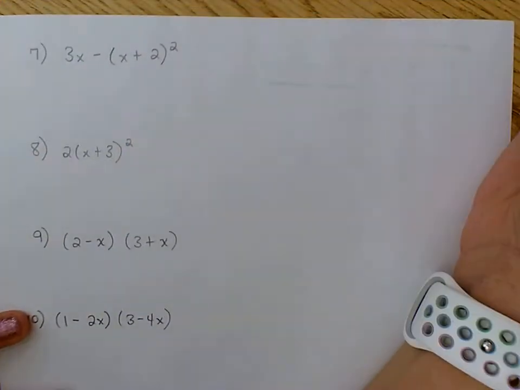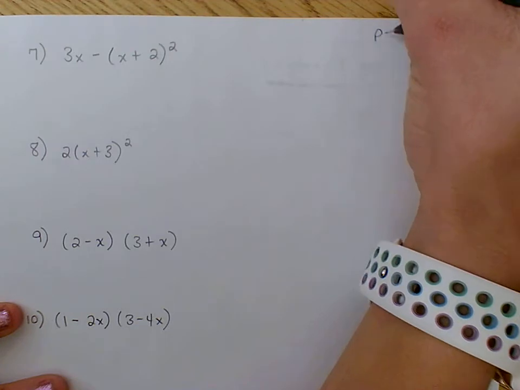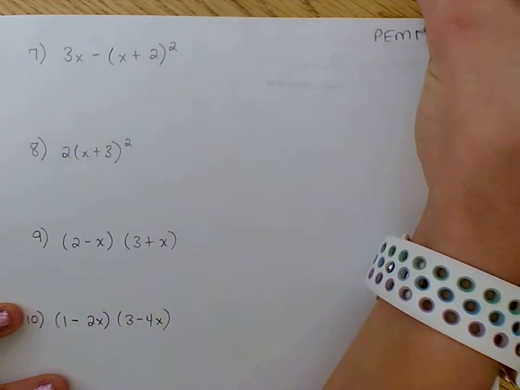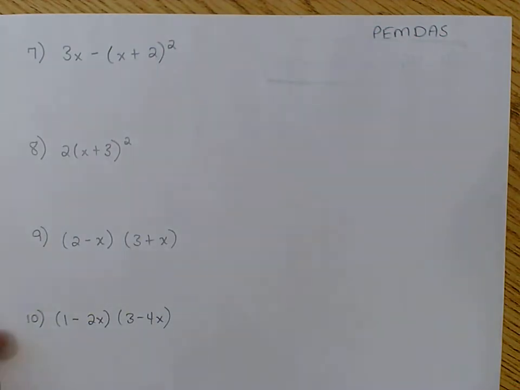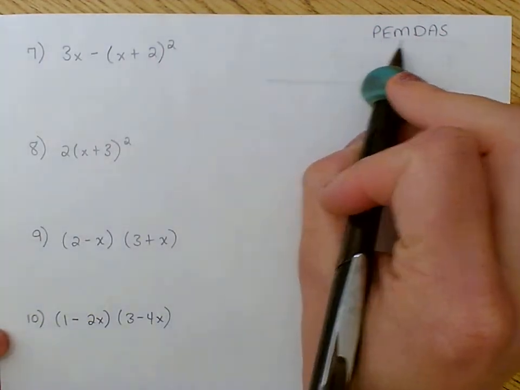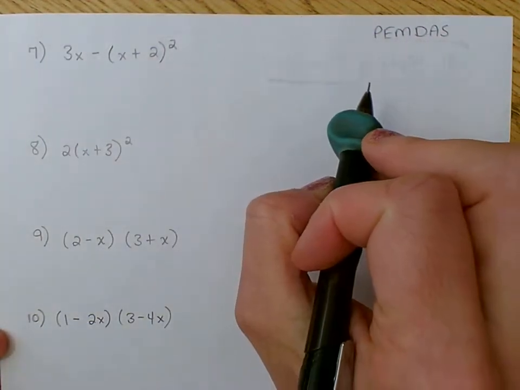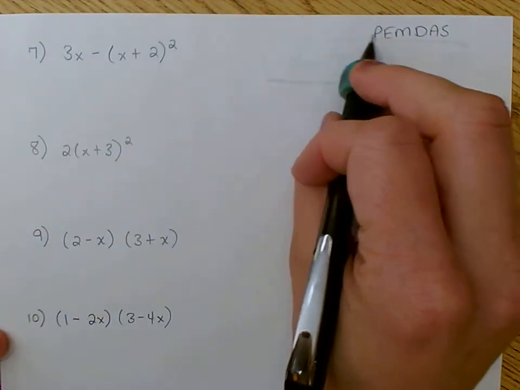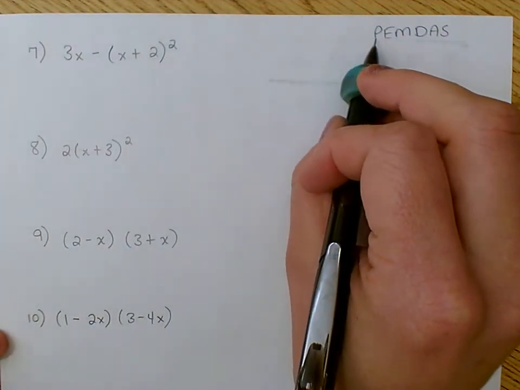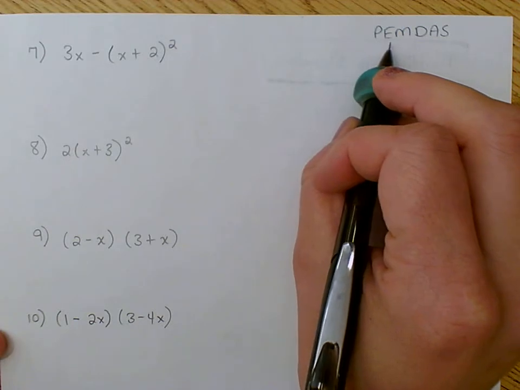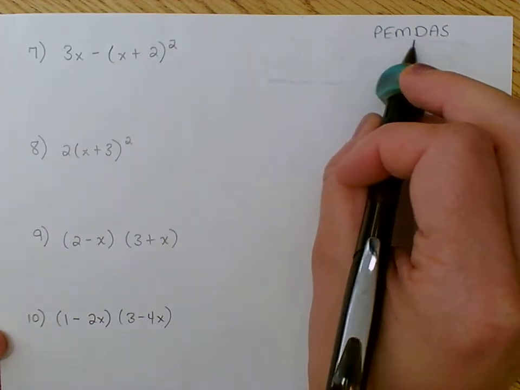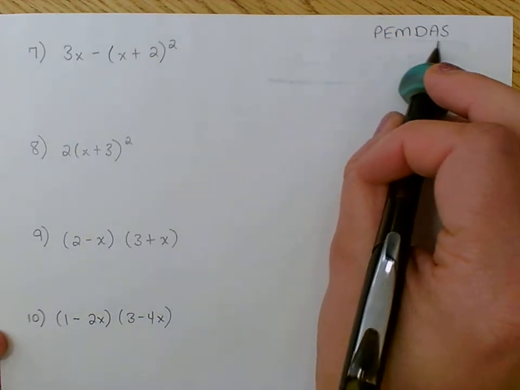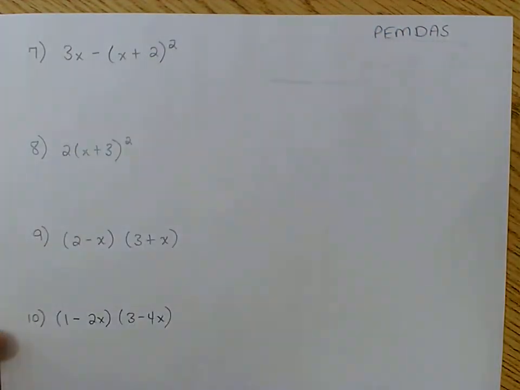So remember, however you want to remember it, you can remember it by PEMDAS. You can remember it by the sentence, "Please excuse my dear Aunt Sally." But this tells you the order to do the operations. First you simplify anything inside the parentheses. Then if you have any exponents, you simplify those. Then you multiply and divide. And then any adding and subtracting goes last, okay?